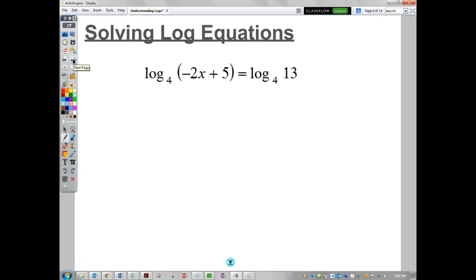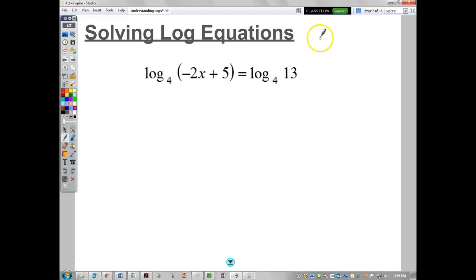All right, solving log equations. There are several types of log equations. You need to analyze what you've got before you begin. This equation, there's a log on both sides. Log base 4 equals log base 4.